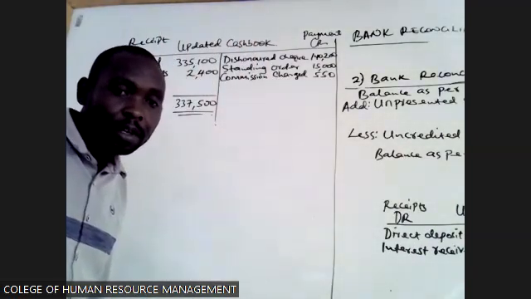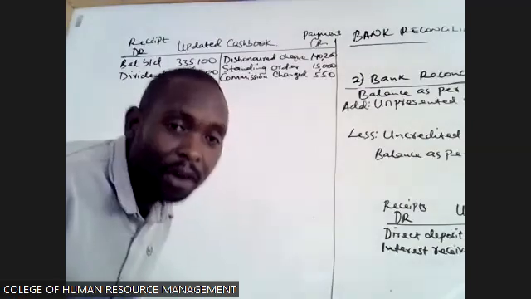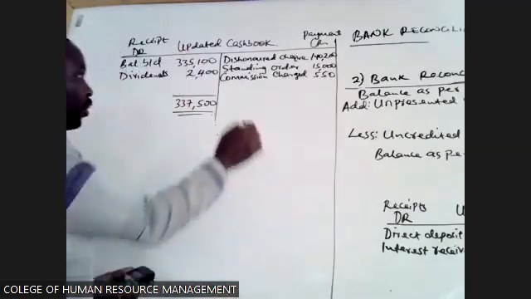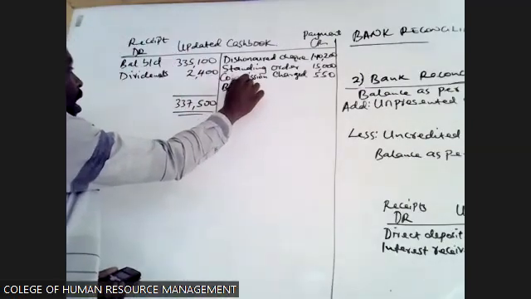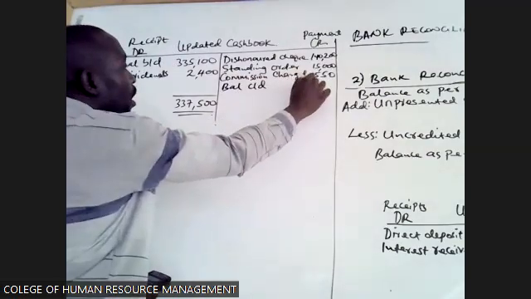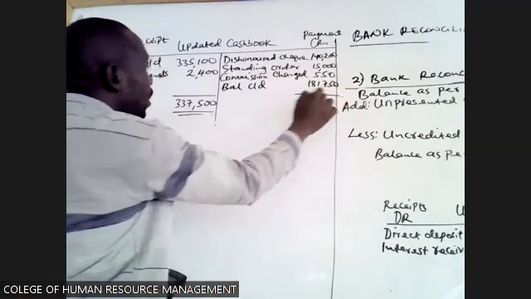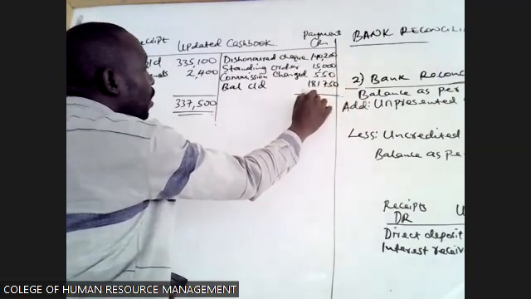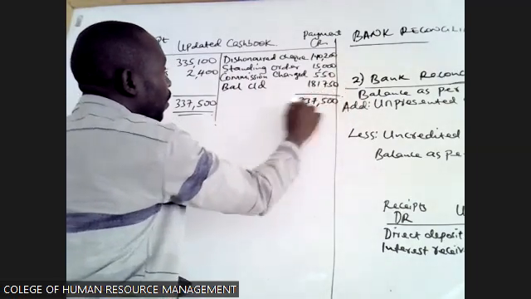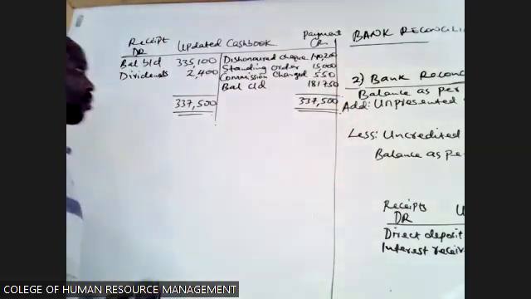So balance carried down, 181,750. I'm being given that 181,750, so that it can be 337,500. You are through with updating the cash book.